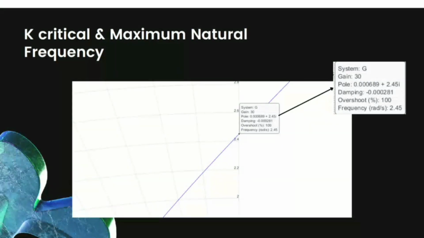Next, this plot represents the system's response when the critical value of the gain parameter K critical is set to 30. The maximum natural frequency of the system is determined to be 2.45, which aligns with the manual calculation mentioned in the previous slide. The agreement between the plot and the manual calculation reinforces the accuracy of the analysis performed.